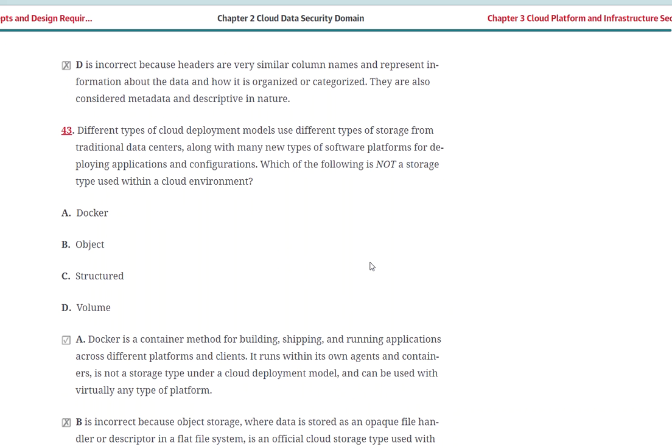Question 43. Different types of cloud deployment models use different types of storage from traditional data centers, along with many new types of software platforms for deploying applications and configurations. Which of the following is not a storage type used within a cloud environment? And the correct answer is A, Docker.